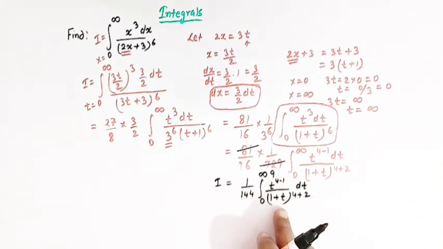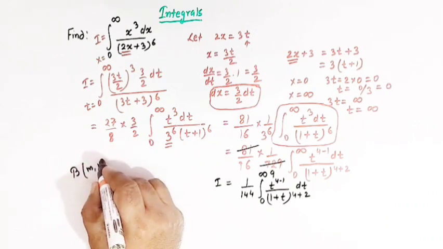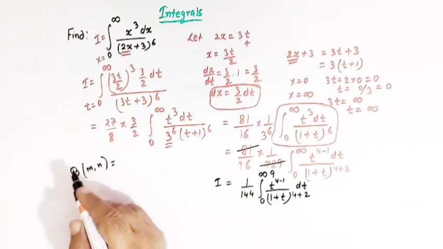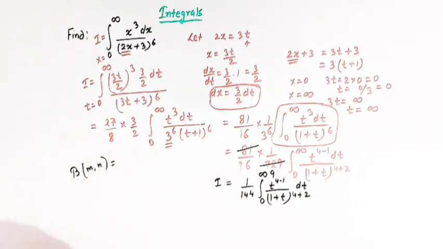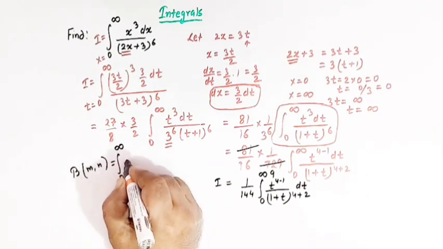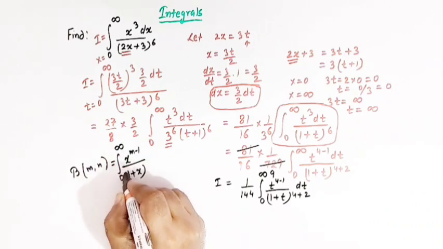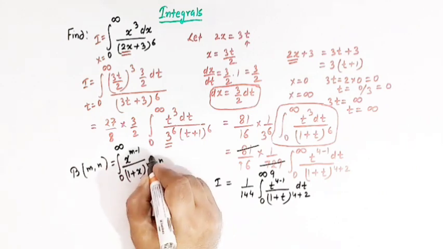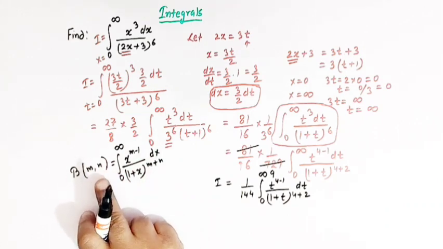Now here we have to use the definition of the beta function. We have already discussed a lot about the beta integral in our earlier videos. The beta function, B(m, n), can also be defined by this integral: from 0 to infinity of x raised to m minus 1 over (1 + x) raised to m + n. So this is another definition of the beta integral.